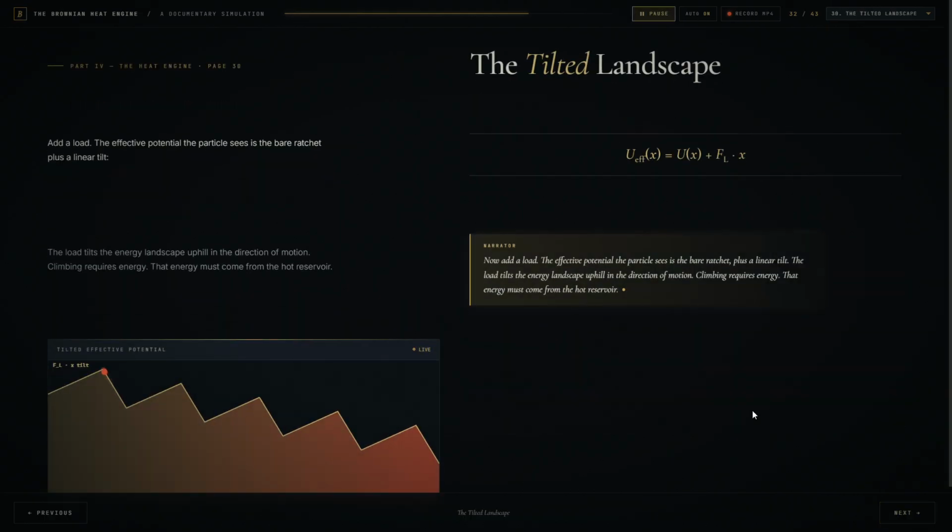Now add a load. The effective potential the particle sees is the bare ratchet, plus a linear tilt. The load tilts the energy landscape uphill in the direction of motion. Climbing requires energy. That energy must come from the hot reservoir.